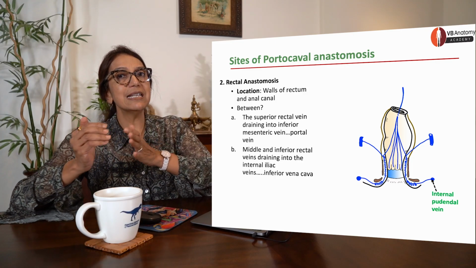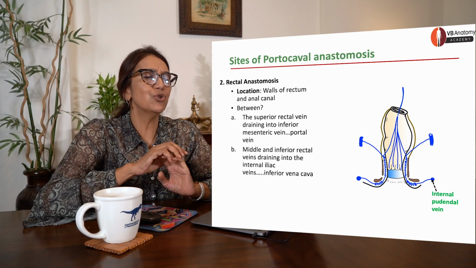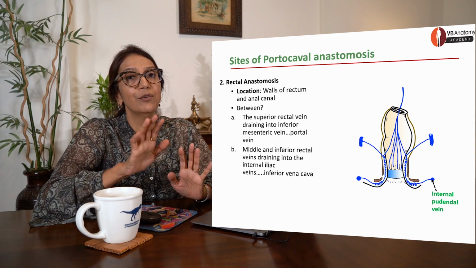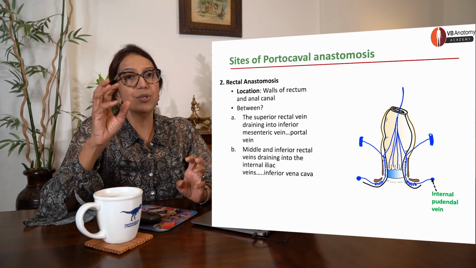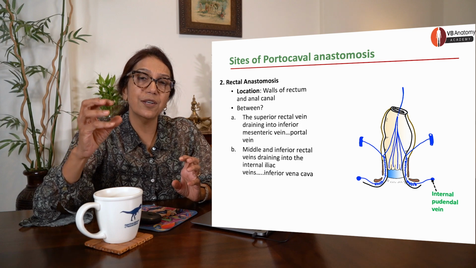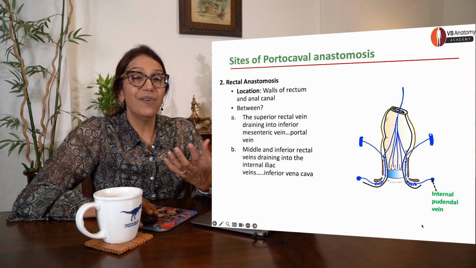Moving on to the next site of portocaval anastomosis. I'm sure you've already heard of this. It's an anastomosis happening in the anorectal region. Okay. So where is this?